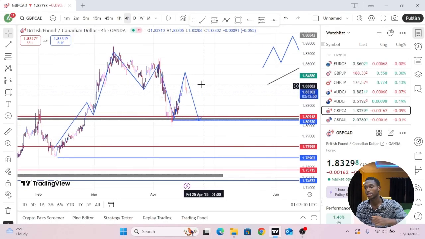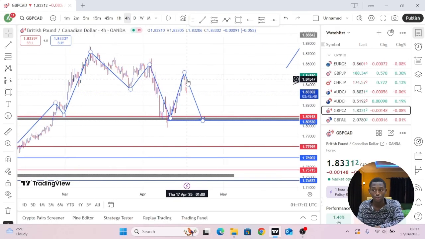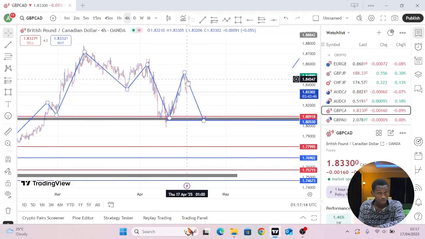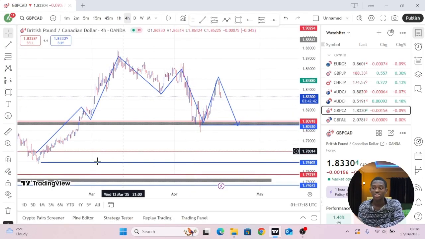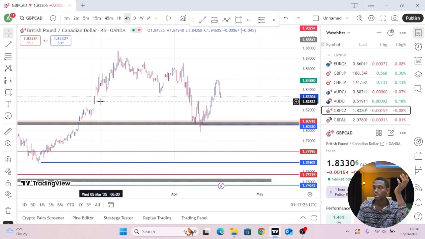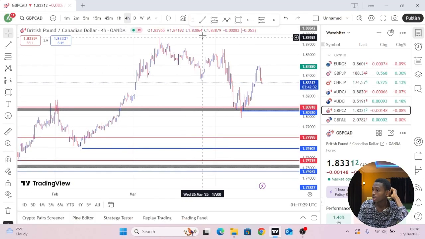So if we take a look at this right now, this is a shift of structure from what to what? Think. Just in case you don't understand, this is a shift of structure from a bullish market to a bearish market. Because we can see, listen, the market has been making higher highs from the daily time frame, okay?